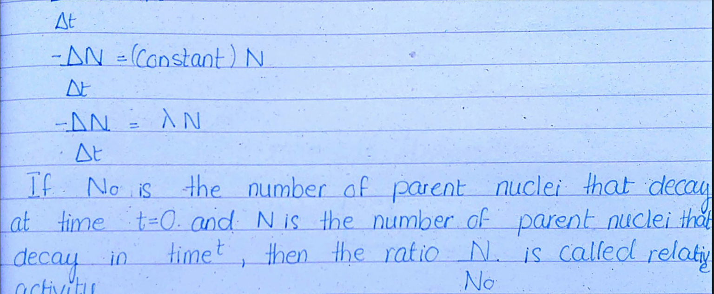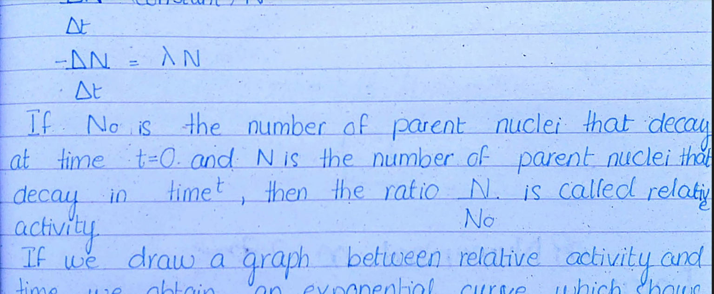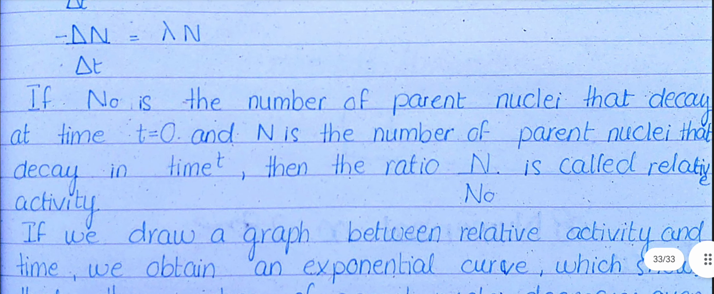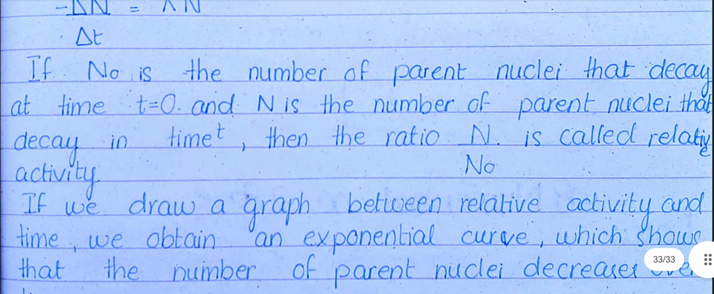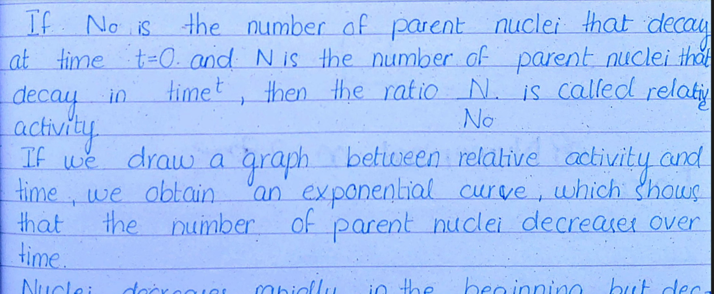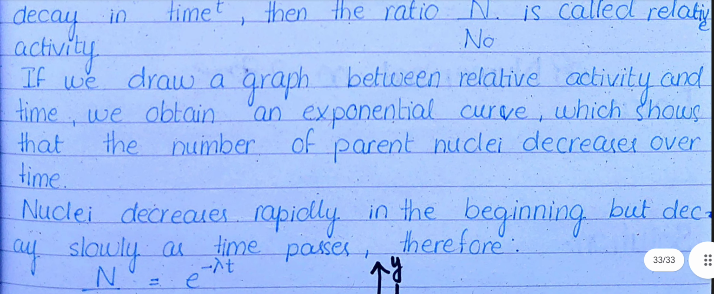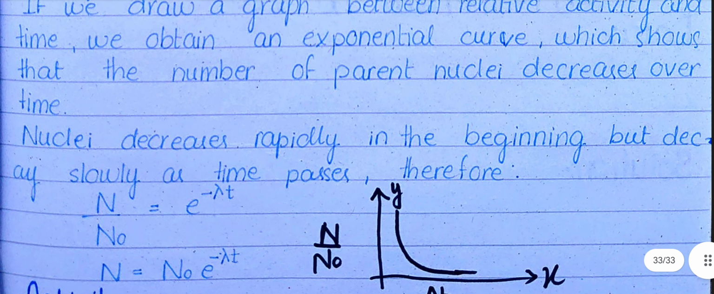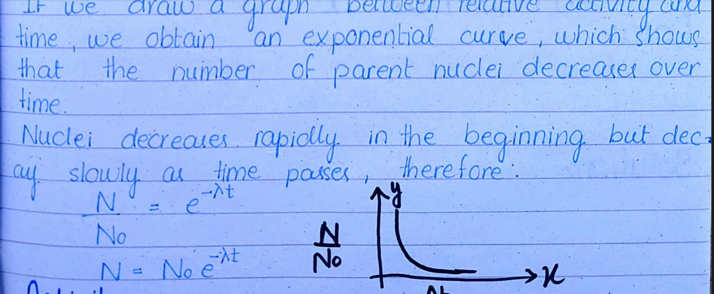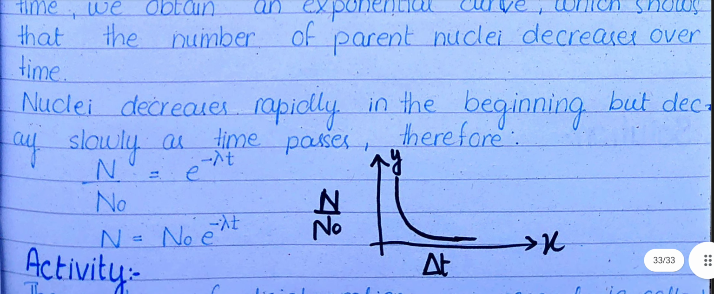If N naught is the number of parent nuclei at time t equals 0, and N is the number of parent nuclei that remain in time t, then the ratio N upon N naught is called relative activity. If we draw a graph between relative activity and time, we obtain an exponential curve which shows that the number of parent nuclei decreases over time. Nuclei decrease rapidly in the beginning, but decay slowly as the time passes.